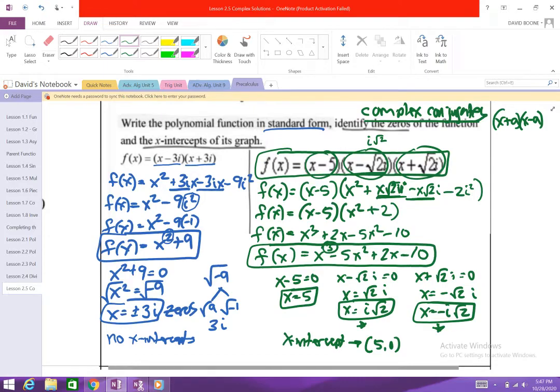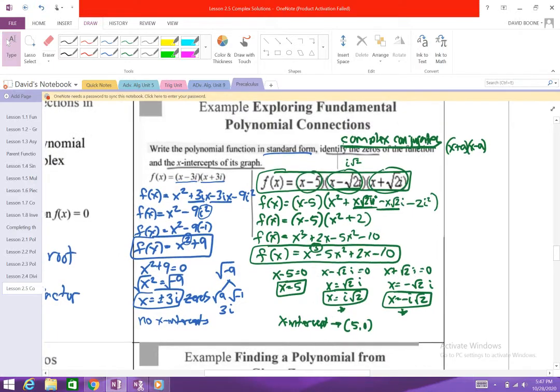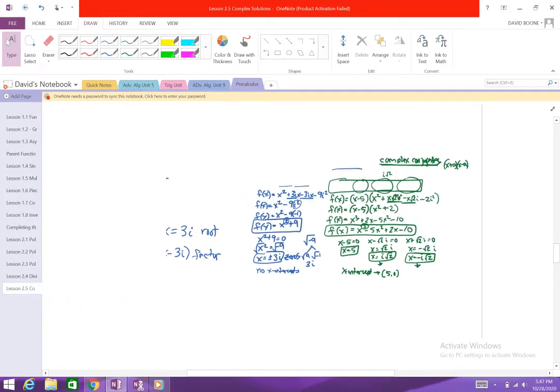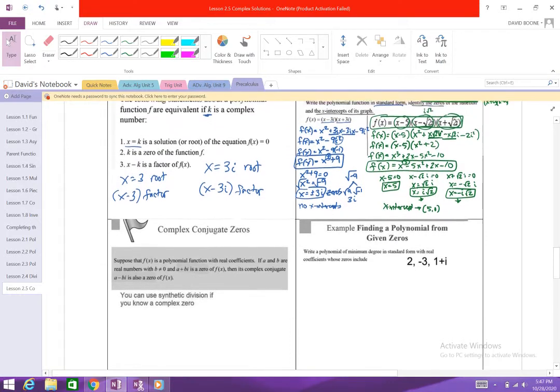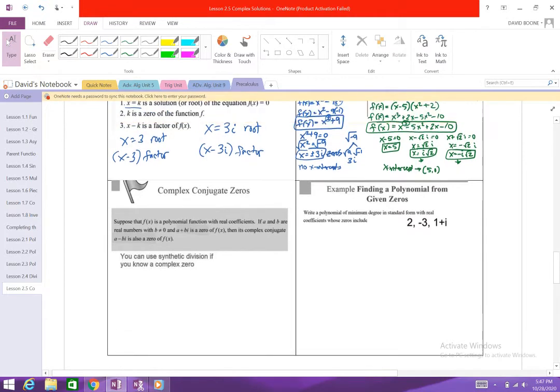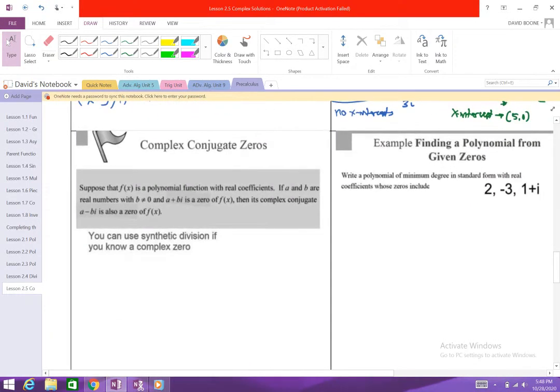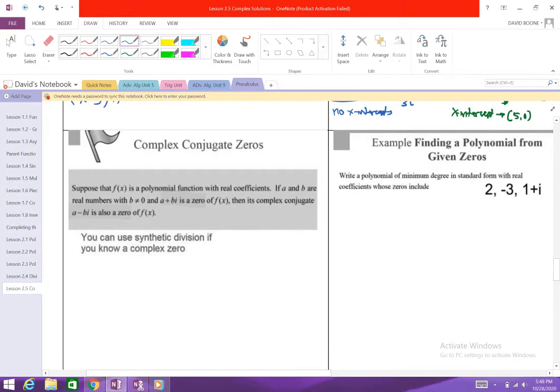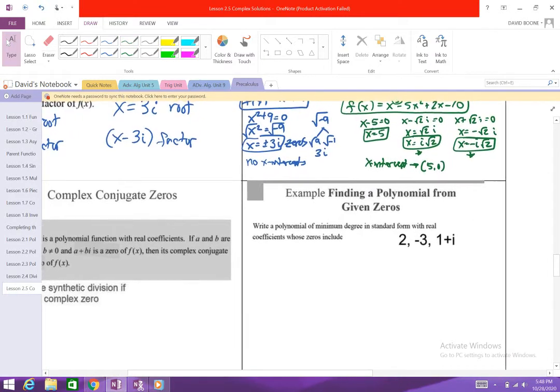All right. Let's talk a little bit more about some of this complex stuff, and we'll talk a little more about this complex conjugate piece as well, and work some problems with that. All right. So what we're saying down here for this complex conjugate zeros piece, it says suppose that f of x is a polynomial function with real coefficients. If a and b are real numbers, with b not being 0, and the complex number is a 0 of f of x, then its complex conjugate is also a 0.